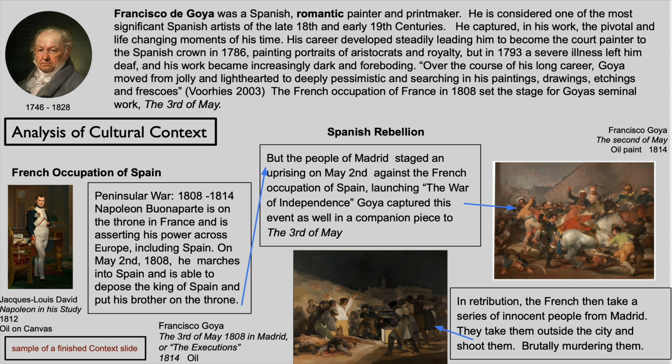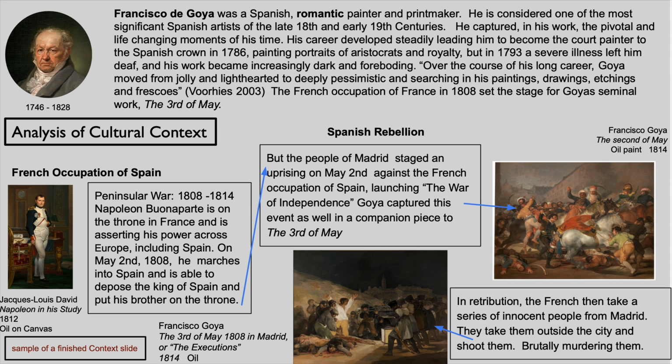But the people staged an uprising on the 2nd of May against the French occupation, launching the War of Independence. And Goya captured this event as well in a companion piece, follow the blue arrow, called the 2nd of May. There it is. It's called the 3rd of May. Typo. Sorry, guys. The 2nd of May. So you go over and you can see another painting by Francisco Goya of the actual uprising.